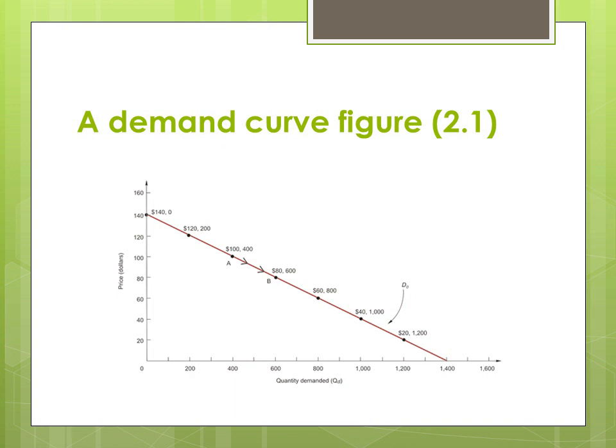When our price is 120, you can see that our quantity demanded is 200, and when our price is 100, our quantity demanded is 400. So when our price decreases, our quantity demanded increases. By joining these points on the demand curve, we get a demand curve, and the demand curve slope is negative here.